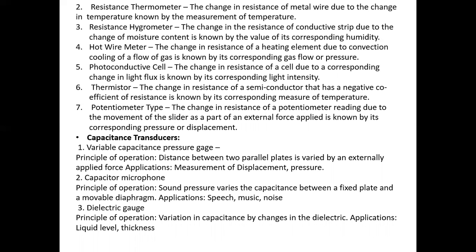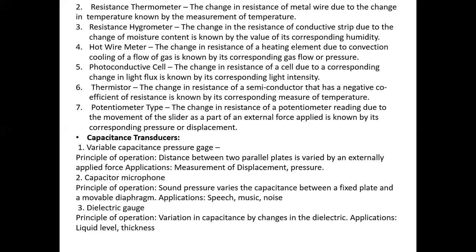Hot wire meter: the change in resistance of a heating element due to convection cooling by a flow of gas is known by its corresponding gas flow or pressure. Means the output resistance will change according to the gas flow or pressure. Next one is the photoconductive cell. The change in resistance of a cell due to a corresponding change in light flux is known by its corresponding light intensity.